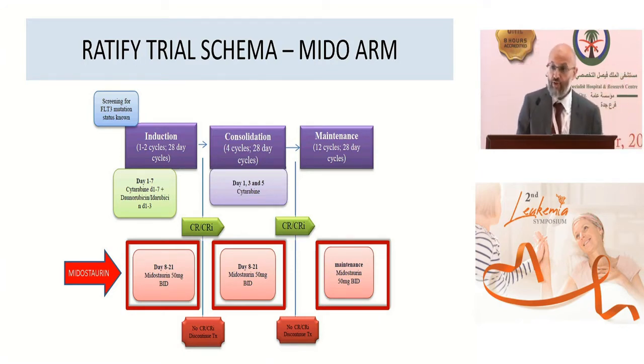So if you did a day 21 marrow, which is slightly different from what we normally do, and if there's more than 5% blasts, they would get another cycle of 3+7 with midostaurin. And if they achieve a remission, they then have 4 cycles of consolidation with midostaurin given on the same days of the high-dose RSC, so day 8 to 21, so during aplasia, really.